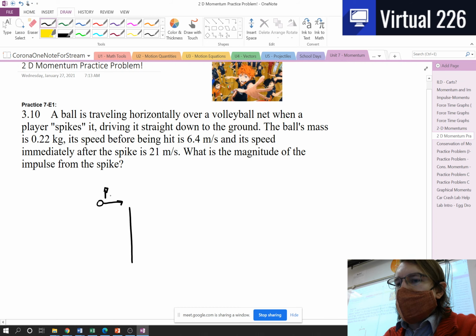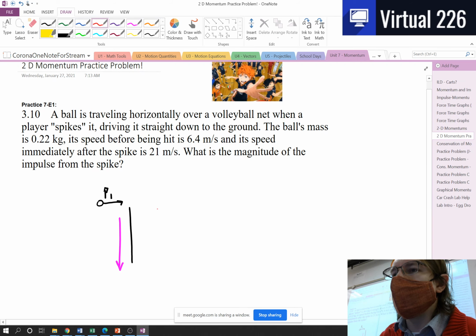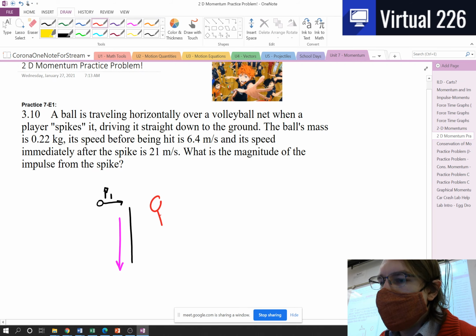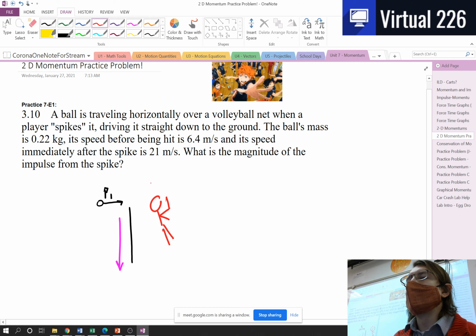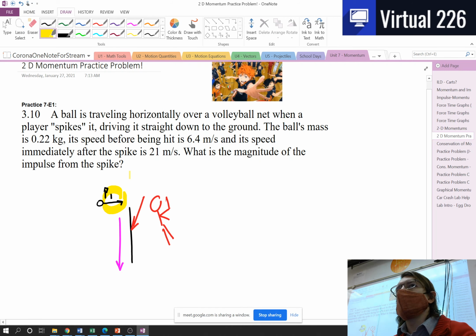So this is our initial momentum. And then after the ball has been struck, it's going to go straight down. It's going straight into the ground here. And this makes sense because if we have some player on the other side, flying through the air, that player is going to strike the ball in such a way that they're going to hit it kind of this way, but that's going to negate the X momentum going to the right. They're going to cancel out.